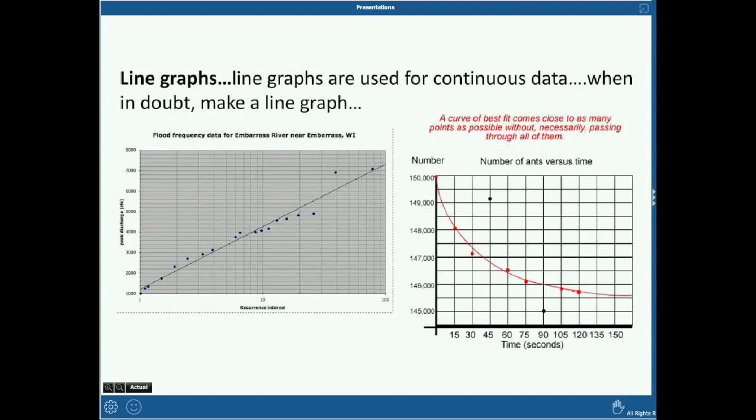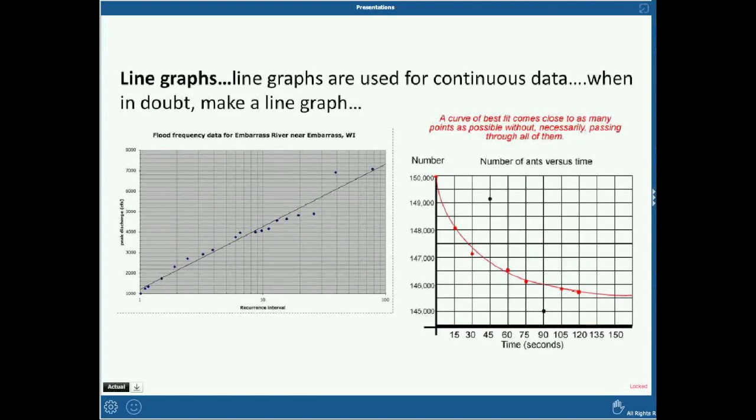And then a line graph is used for continuous data. So when in doubt in our class, make a line graph, because physics data is almost always line graph data. And so they're going to look like this. You're going to have a bunch of dots, and then you're going to make a line that connects your dots. Now, do you see this best fit line right here?